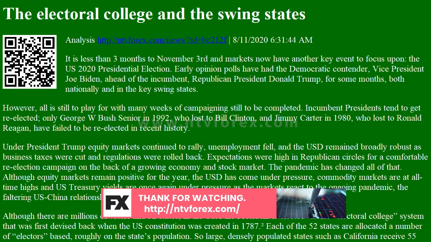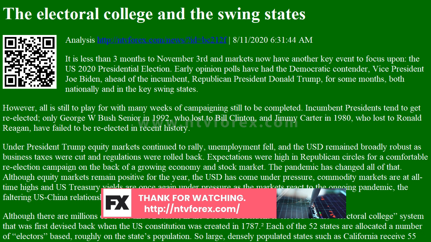Although there are millions of voters in 52 states, in the USA the president is elected via the electoral college, a system that was first devised back when the U.S. Constitution was created in 1787. Each of the 52 states is allocated a number of electors based roughly on the state's population. So large, densely populated states such as California receive 55 electoral votes, whereas sparsely populated states such as Alaska and Wyoming receive just 3 electoral votes.